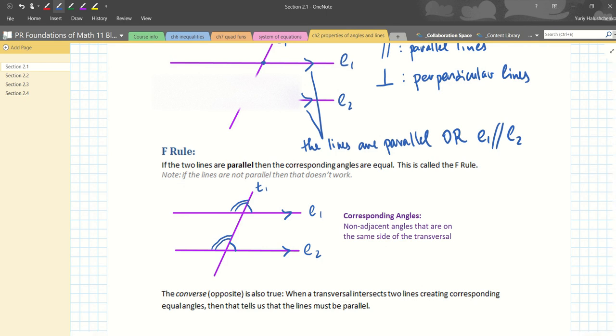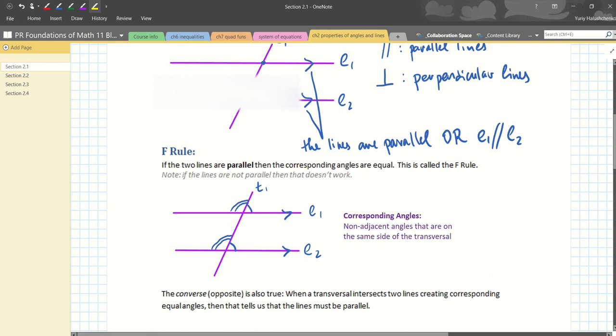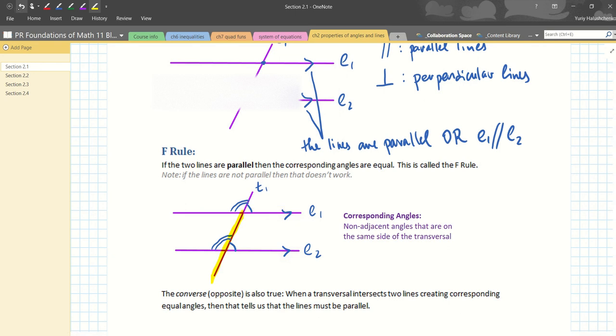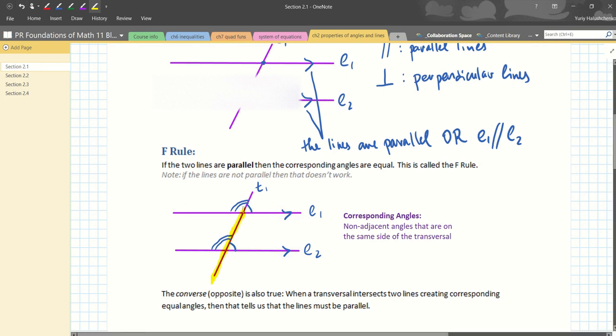This is called the F rule because if you look here, the shape that we make kind of looks like an F. For example, if you look at the first two angles that I showed you, we have the two parallel lines, and the angles are located on top of L1 and on top of L2. If you want to apply the F rule on the other side, it will kind of look like an F that's being mirrored. So this would be your F looking backwards. So those are the corresponding angles.